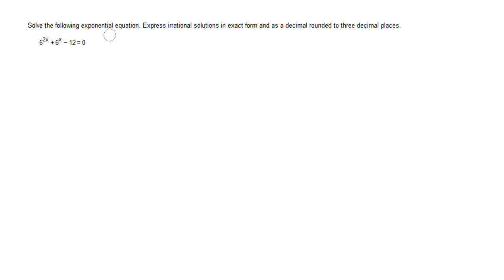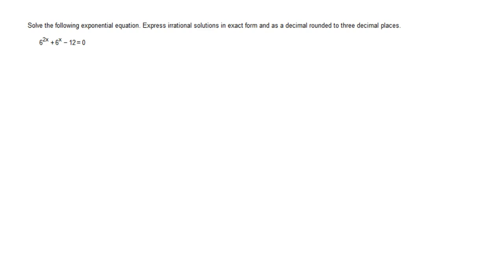This question says solve the following exponential equation, express irrational solutions in exact form and as a decimal rounded to 3 decimal places. This equation is 6 to the 2x plus 6 to the x minus 12 equals 0. In this exponential equation, it follows a special pattern, and we're going to use a special method to solve this equation. What we should notice first is the special pattern.